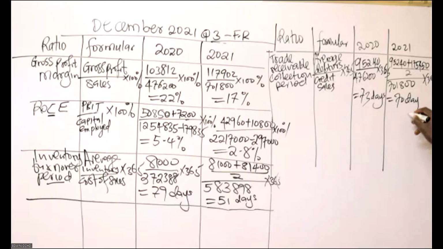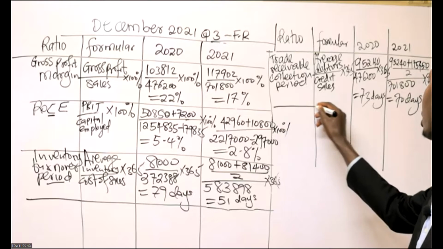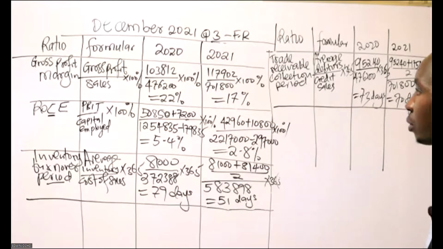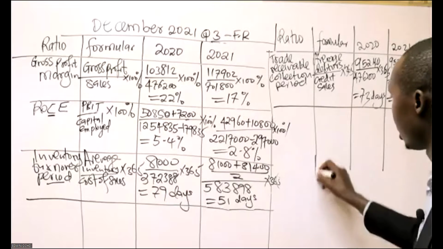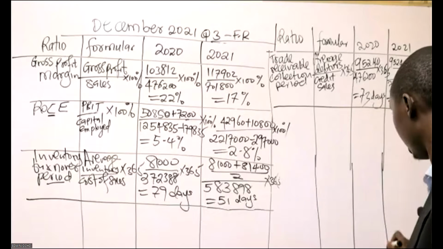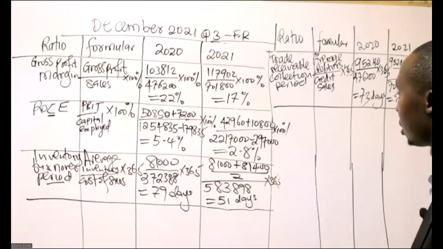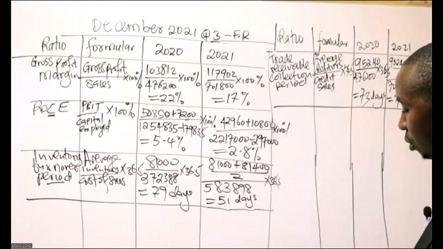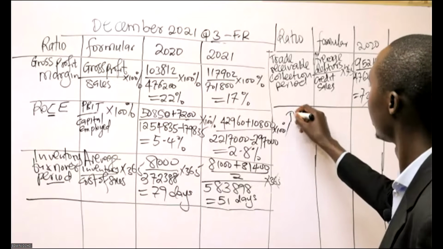So you know the meaning of the trade receivable collection period? We talked about this in our previous question. So the last ratio is trade payables payment period.